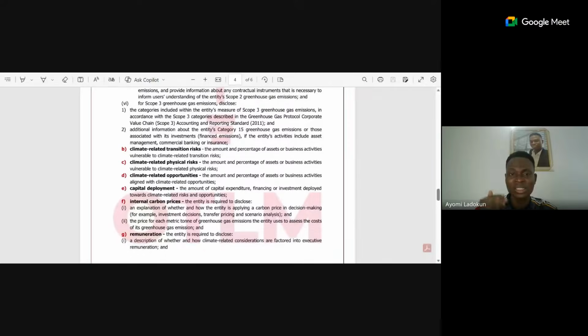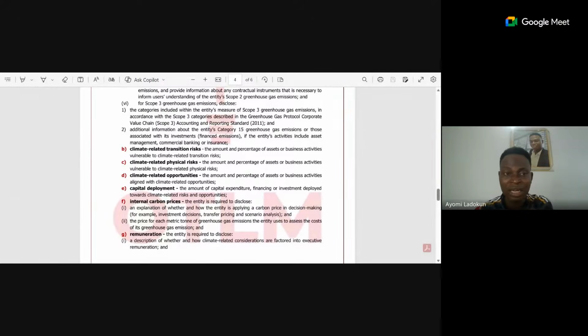The number 2 is climate-related transition risk. Can you see that? So that is speaking to the amount and percentage of assets or business activities that are vulnerable to climate-related transition risk. So these are the content that you need to disclose.